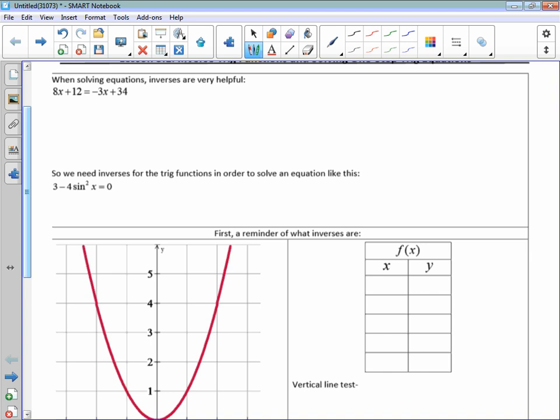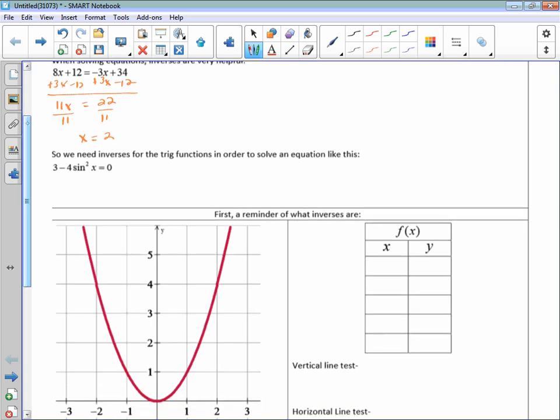So guys, you were actually doing inverses when you solve an equation like this. You add your 3x, you subtract your 12. Yeah, it's algebraic. So when we get 20, all right, is everybody okay with x equals 2, the first one? Okay.